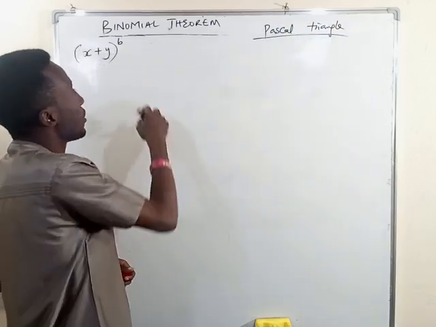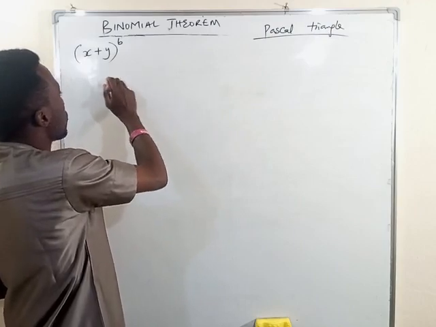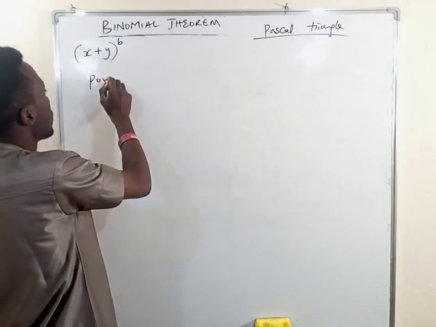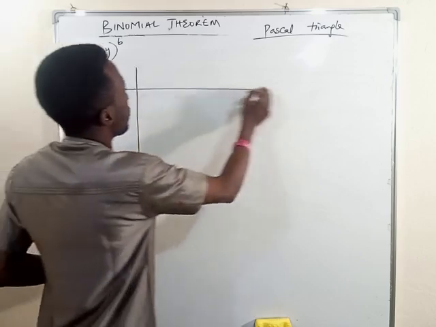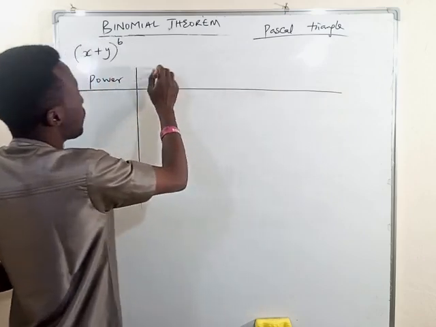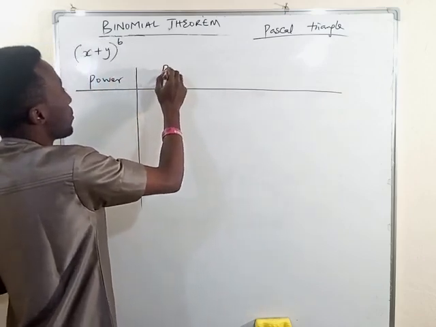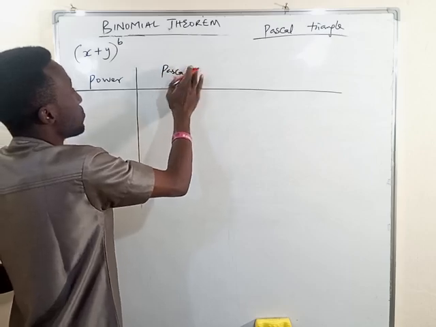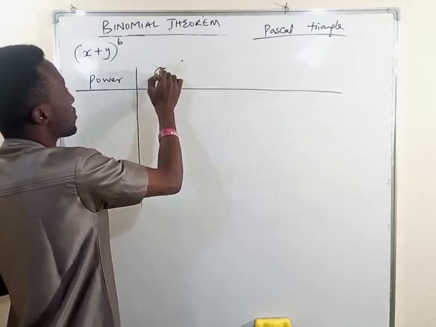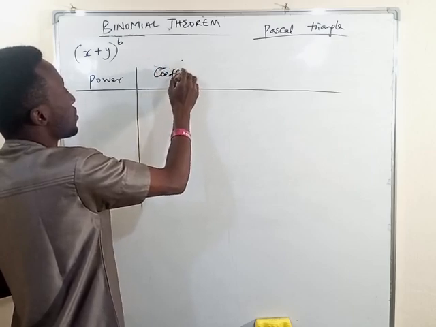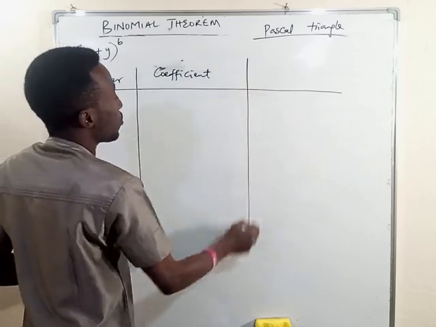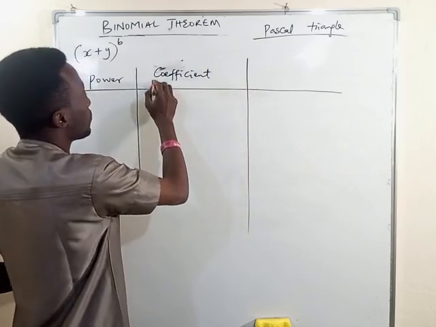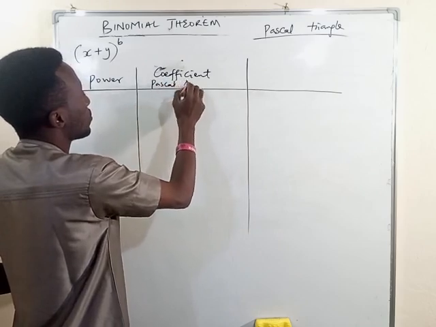Now, let's consider it like this. Let's talk about the power. Then we'll form the triangle from here. The Pascal, that is the coefficients. Let me call it the coefficients. The binomial coefficients. Now, binomial coefficients can be gotten from the Pascal triangle.